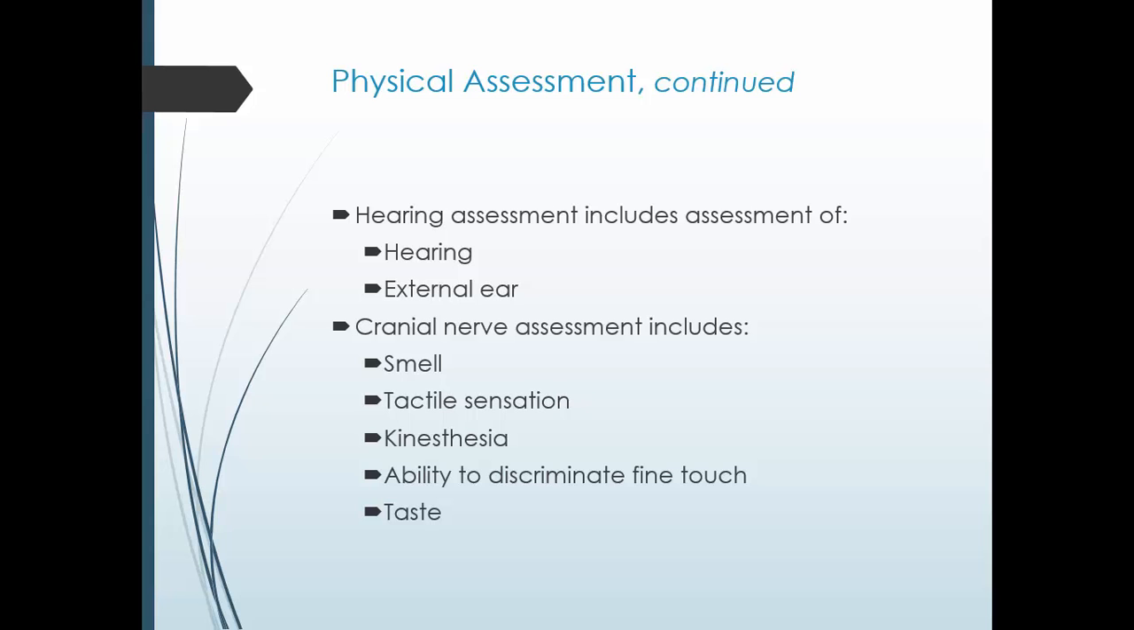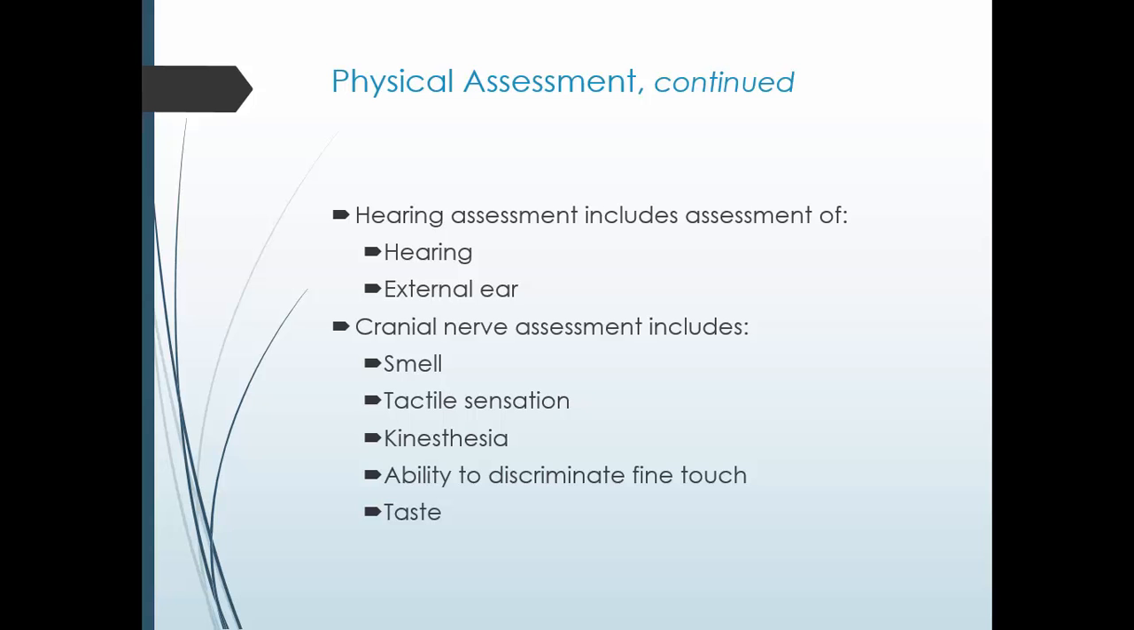Cranial nerve assessment includes smell. This involves occluding one naris and repeating it on the opposite side after that one's complete. They should close their eyes and identify a familiar smell such as vanilla, coffee, or alcohol prep.